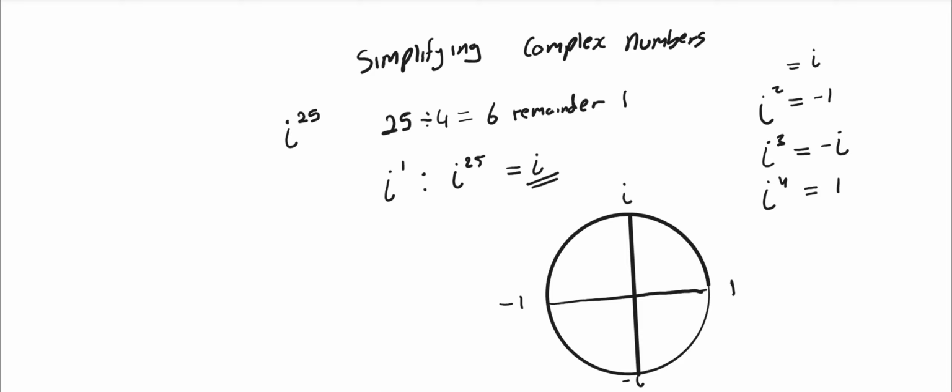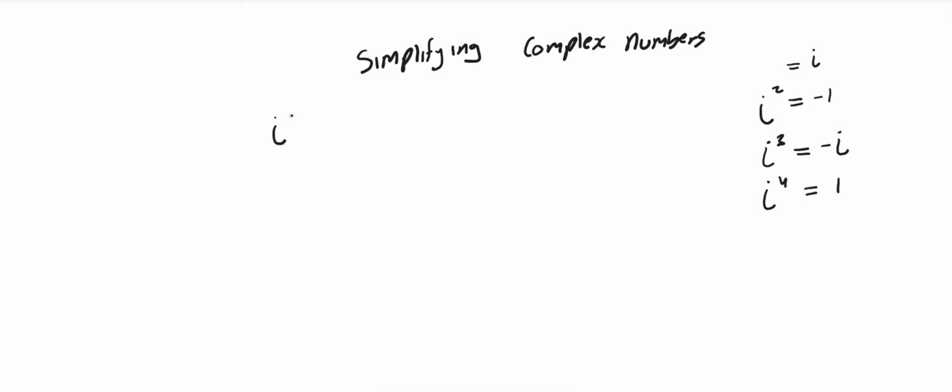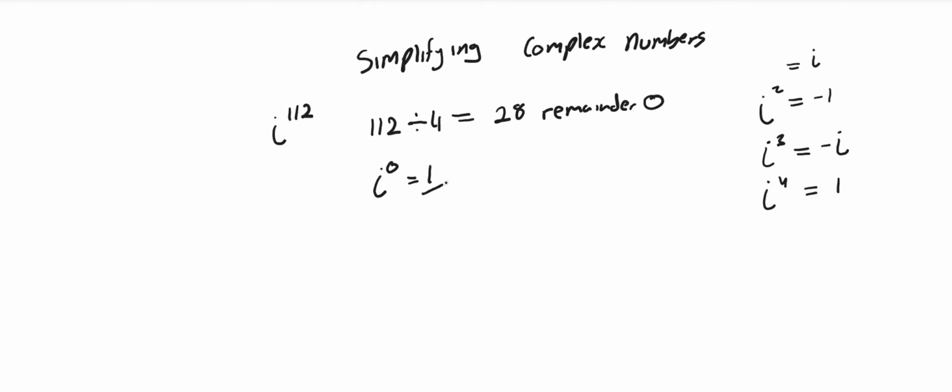So let's try that again. So let's try i to the 112. Okay, so 112 divided by 4 would give us 28, remainder 0. So in this case, it's i to the 0, which is just 1. So your answer is just 1.